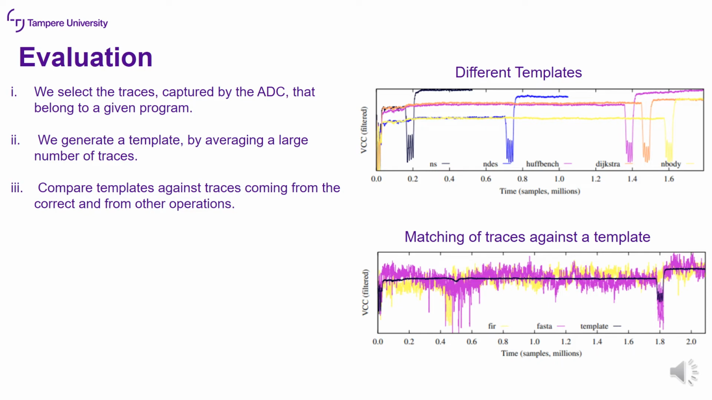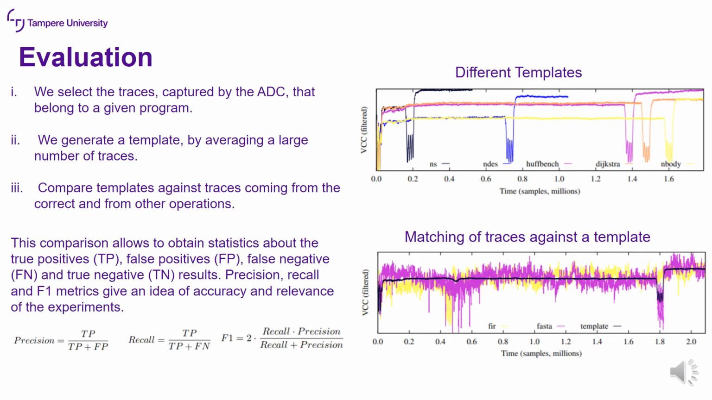We have done this comparison with our naked eye, but in practical terms, it is done by using Pearson correlation and establishing some threshold values from which we decide if the matching of a trace with a template is good enough or not. Once we have performed such correlations, we can obtain statistics about the true positive, false negative, and true negative results. From this, we compute precision, recall, and F1 metrics, which are normally used in information classification and give an idea of accuracy and relevance of our experiment.